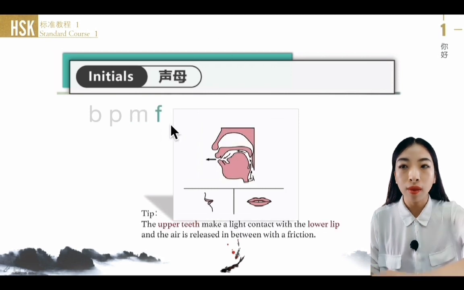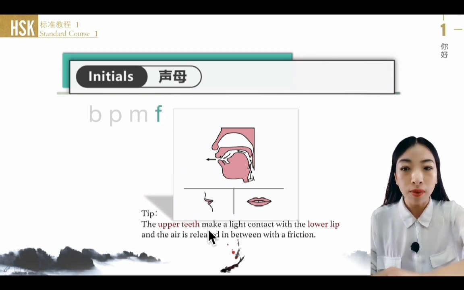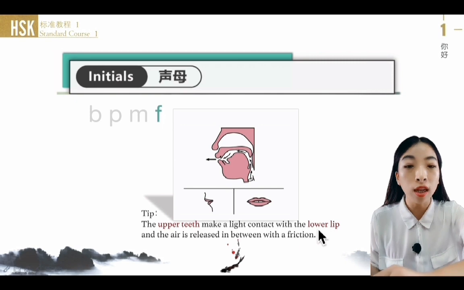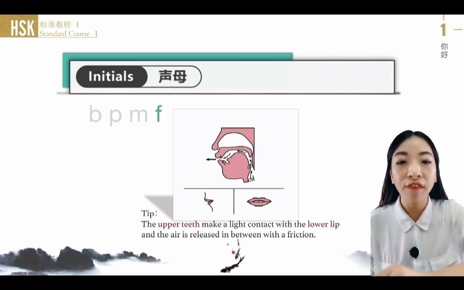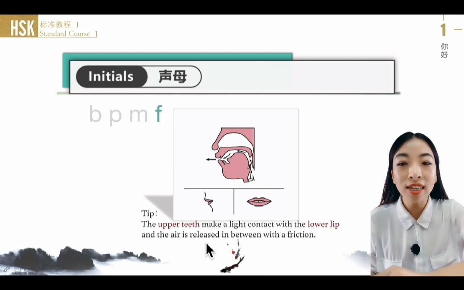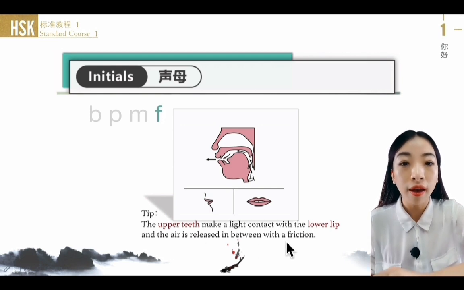Next. F. The upper teeth make a light contact with the lower lip, and the air is released in between with a friction.